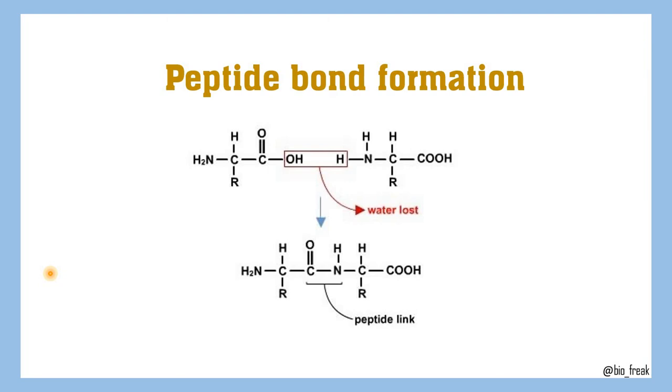Now this is not the end of the process. There is also protein folding, and you know there are a lot of modifications that are done in our body to manufacture proteins ultimately, but this is the basic bond between the two amino acid residues that will form proteins.